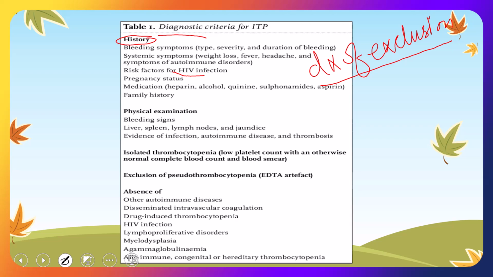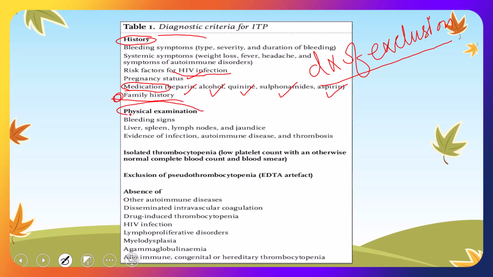So we have to note down the risk factors for HIV infection. We have to check the pregnancy status, because in adults, especially in women, pregnancy is also a trigger for ITP. And we have to take medical history, whether the patient is taking some sort of medication like heparin, alcohol, quinine, sulfonamides, and aspirin. And also, if we are suspecting some genetic disorder, we can take family history.